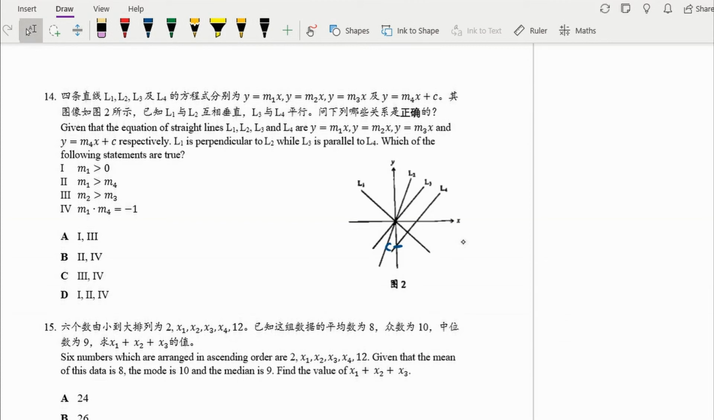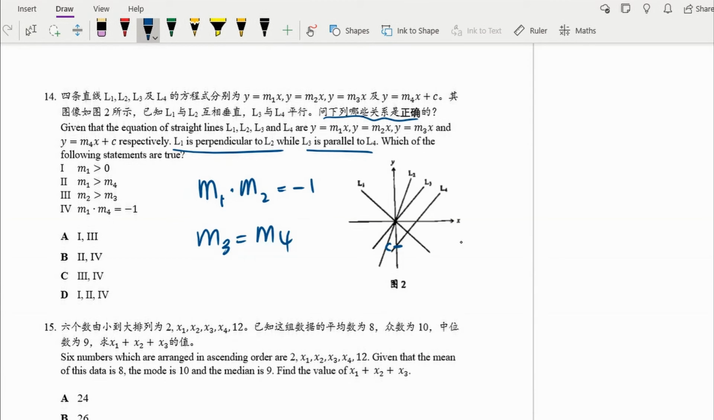Then as shown in the diagram, L1 and L2 are perpendicular, which means the gradient of L1 times the gradient of L2 equals negative 1. Then L3 is parallel to L4, which means M3 equals M4. Which of the following statements are true? I'm not sure if I translate this correctly, but the question in Chinese asks which of the following relationships is correct, so it is asking for the statement that is always true.